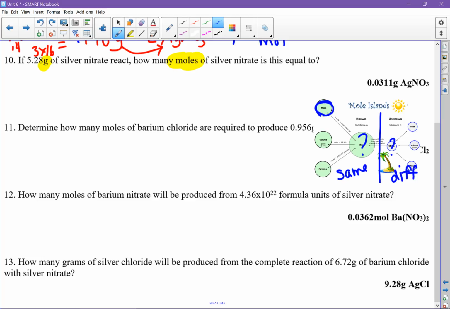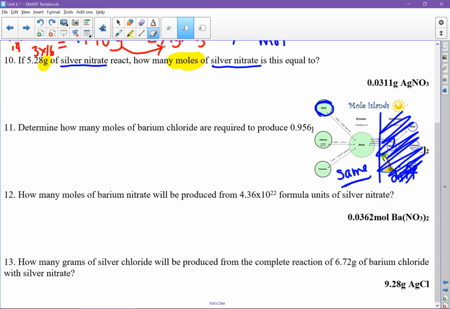So let's look at the question. We have grams of silver nitrate and moles of silver nitrate. Those are the same thing. That means I don't need this side at all. So the mole island that I will be looking for will be right here. So that's a nice one-step fence.